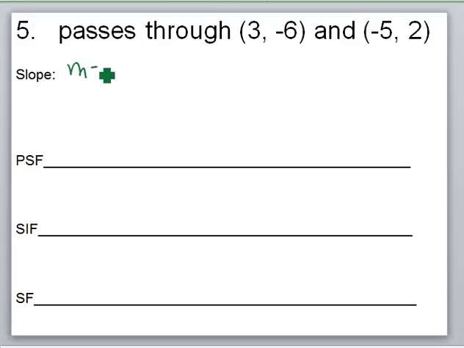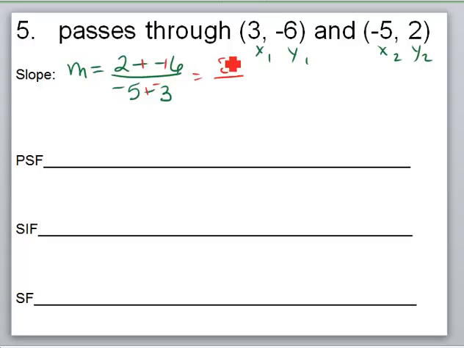So I'm going to get the slope is 2 minus negative 6 over, and I should have marked these x, y, first coordinate, second coordinate, y minus y over x minus x. So what I end up getting is plus the opposite, I end up with 8 over negative 8, which is negative 1.